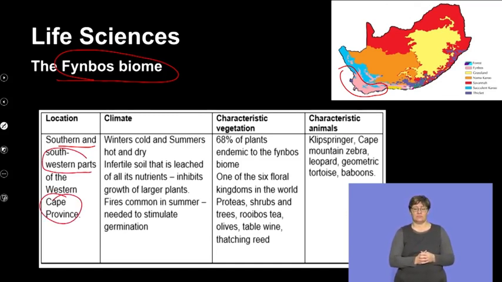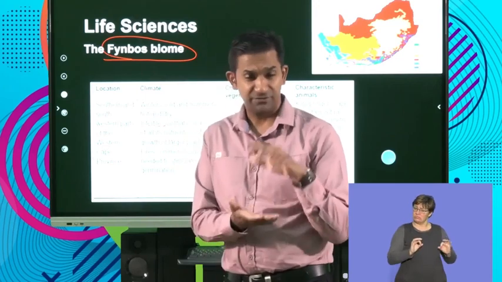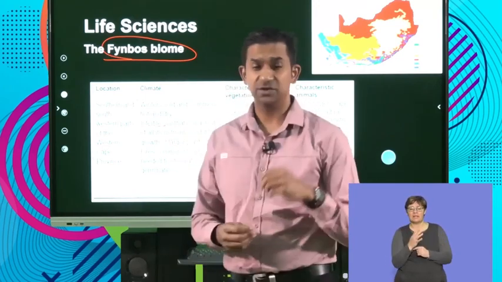The climate that is experienced here is that the winters are cold, the summers are hot and dry, the soil is infertile, and it's leached of all its nutrients. This will limit the growth of large plants, and hence you will find that the plants found in these areas are often very reduced in their ability to grow high or tall.